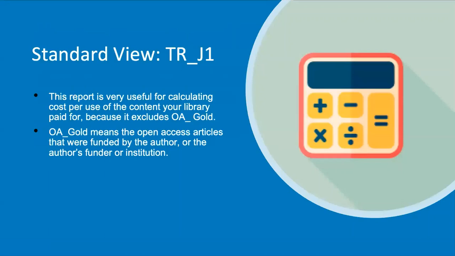Again, the TR_J1 is seen as very useful for calculating cost per use because it does that exclusion for you. And so you are purely looking at your usage up against your subscription cost. Because this is new with release 5 and didn't exist in release 4, you are going to see something of a downturn in statistics and in the numbers with your release 5 data for the TR_J1 report.